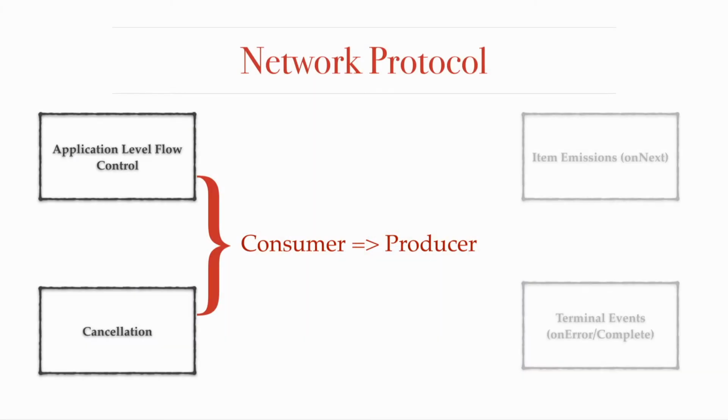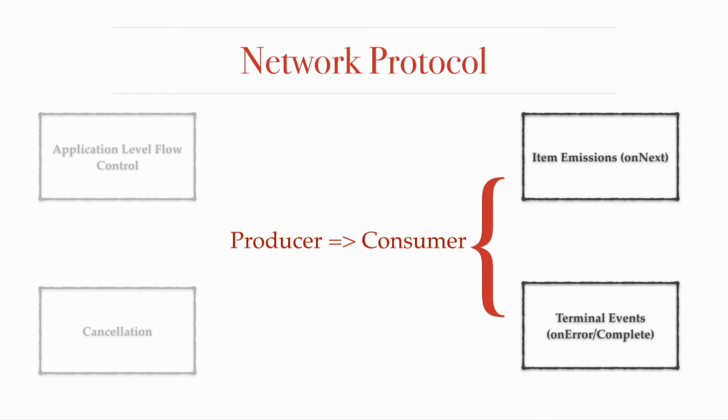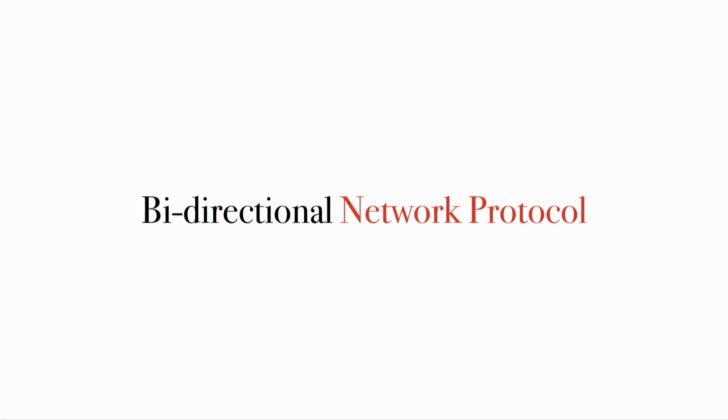On the left side, if you see, all the data that you exchange is coming from a consumer to a producer: flow control, cancellations. On the right side, the emissions are coming from the producer to the consumer. So if you're looking at a network boundary and there are two ends of the connection, you need to exchange information in both ways. So what we are getting to is a bidirectional network protocol.